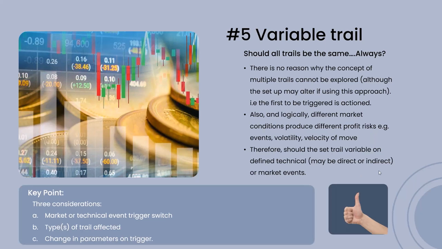And therefore, our set trail variable is based on a defined technical, either directly or indirectly. And by indirectly, I mean, well, look, something's happening to the index, maybe, or to the VIX, maybe, that says maybe we should alter our trail stops on the NASDAQ. Or something is happening to USD, so we alter our trails on gold. That's what I mean by indirect.